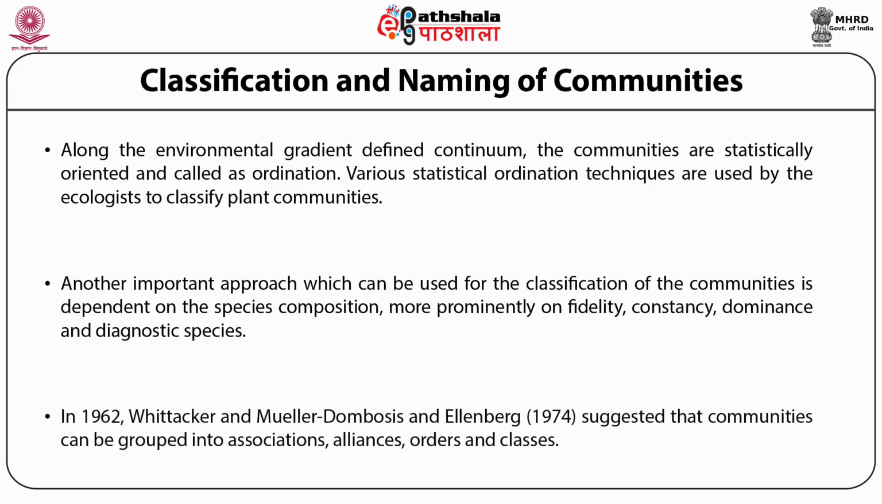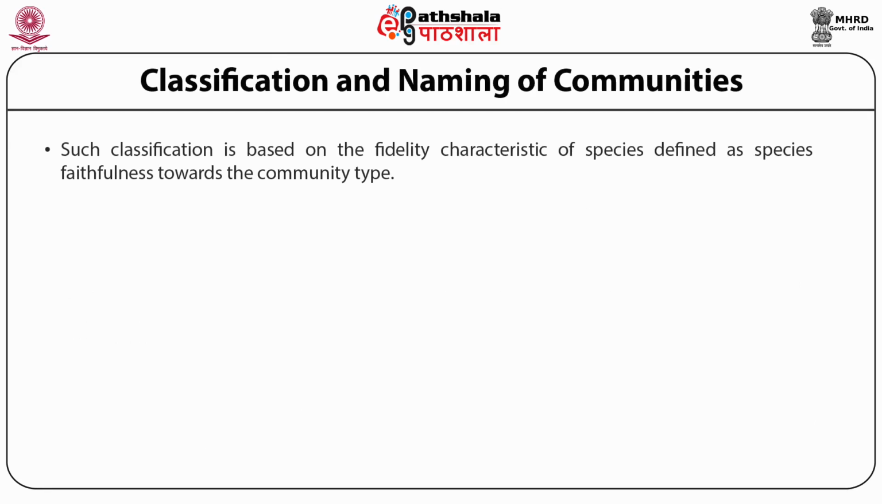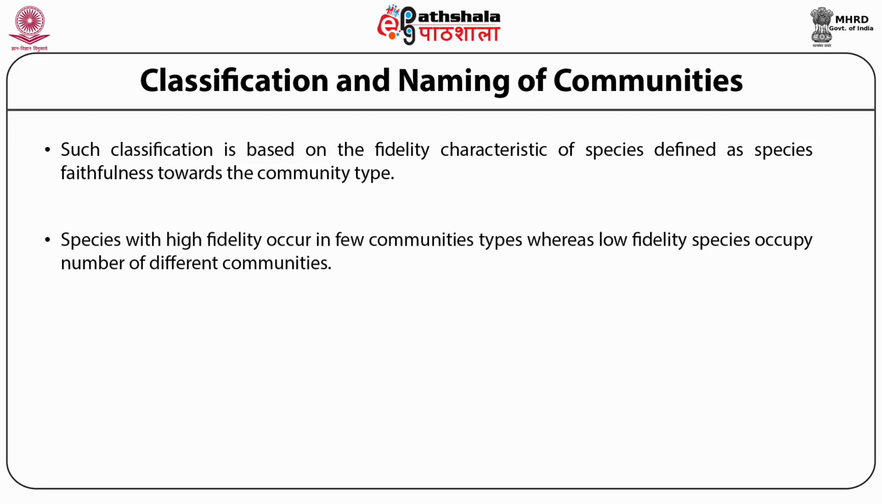In 1962, Victor and Mueller-Dombois and Ellenberg 1974 suggested that communities can be grouped into associations, alliances, orders, and classes. Such classification is based on the fidelity characteristic of species, defined as species faithfulness toward the community type. Species with high fidelity occur in few community types, whereas low fidelity species occupy a number of different communities.